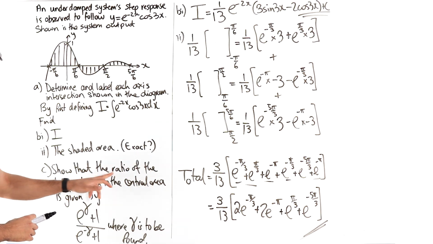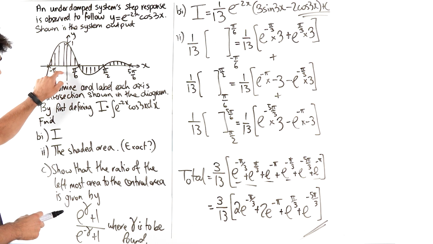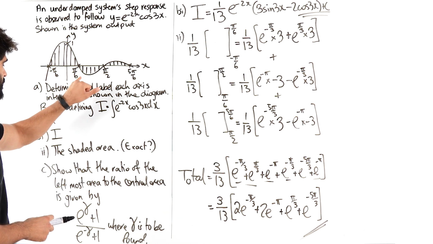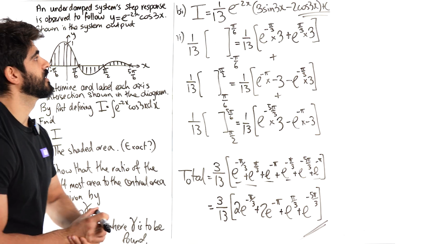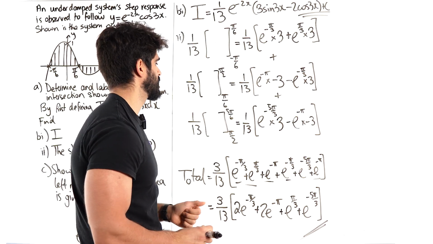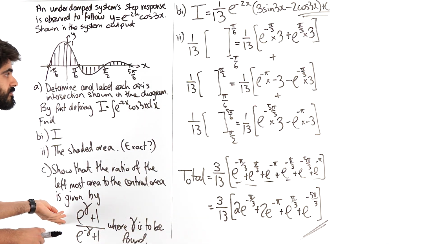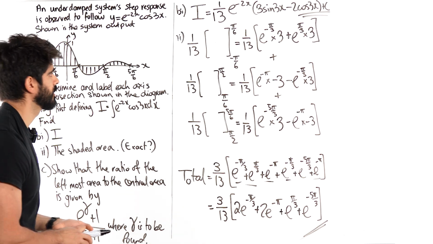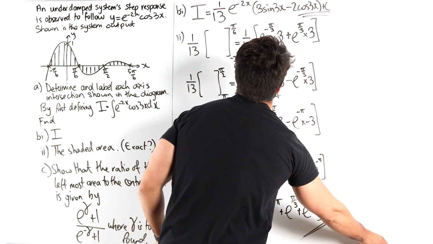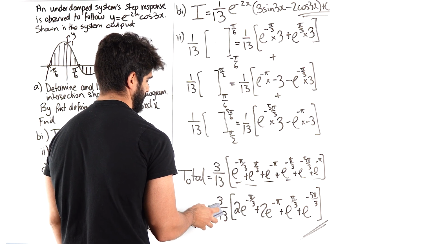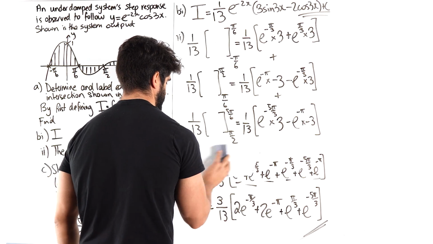Show that the ratio of the leftmost area, this one, to the central area is given by this. So basically, show that this divided by this can be written like that. All right. I'm just going to keep as much work in as I can on the board. I'll keep that over there.